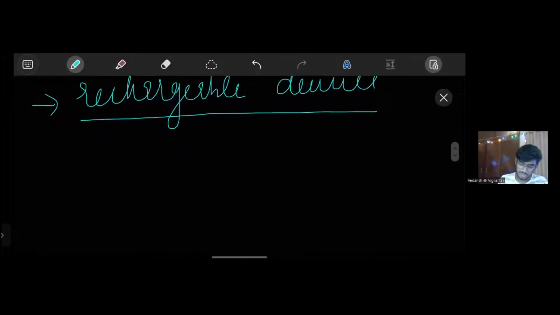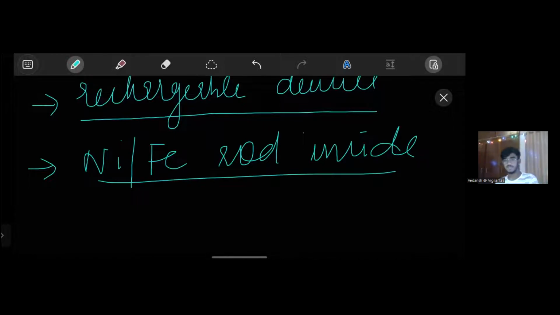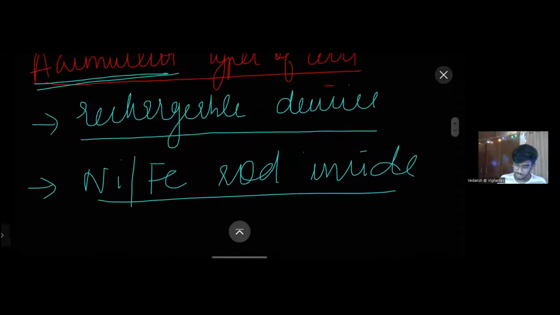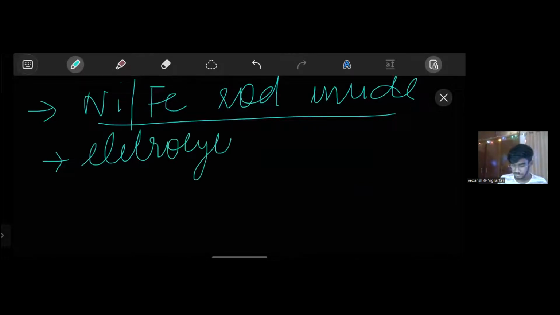Accumulator types of cells basically have a nickel or an iron rod inside of them. They hold the charge for a particular amount of time, and when those charges dissipate into the circuit, they lose their potential to carry charges here and there. So we have to actually recharge those rods which are present inside. There is also an electrolyte present, because obviously everything would be incomplete without an electrolyte. So that is what an accumulator type of cell is.